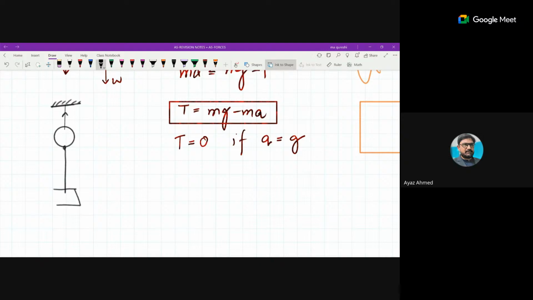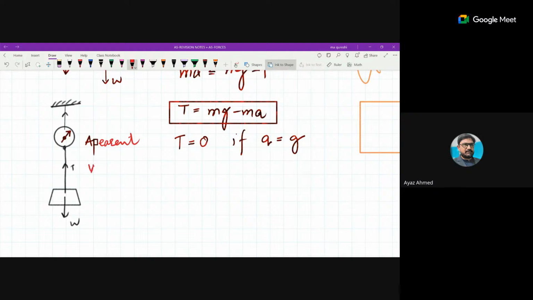So if the body is accelerating, this is its weight and this is its tension. So that tension will be appearing here. Okay. So sometimes this tension is called apparent weight. Sometimes what do we call it? It is your apparent weight. Right.